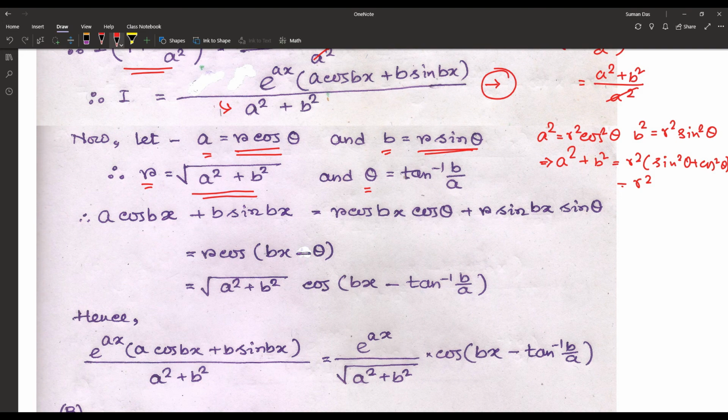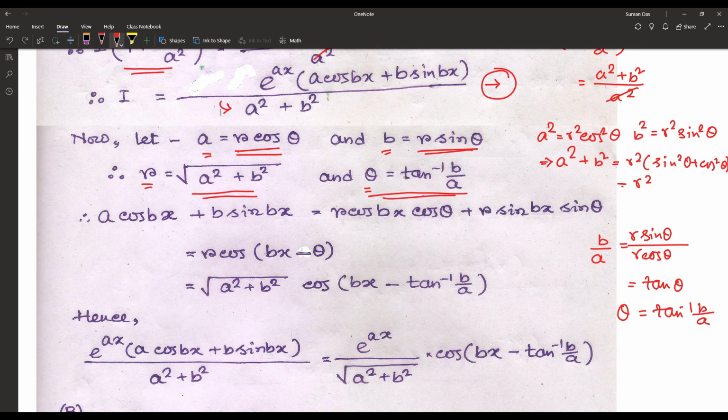And from here we can also find out, if we write b by a, then that is r sin theta divided by r cos theta, or tan theta is equal to b by a. So we can write theta is equal to tan inverse b by a. So that is our theta.